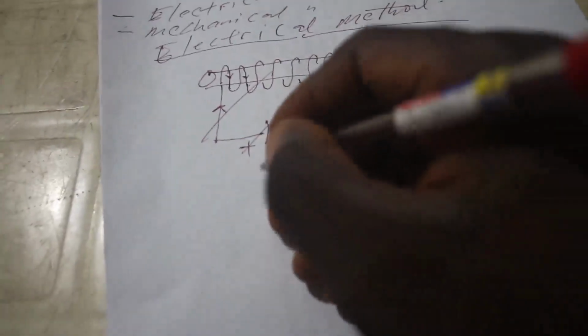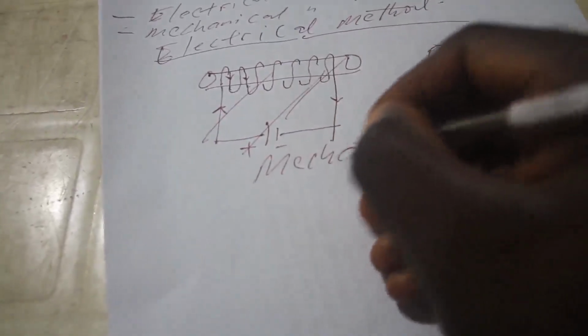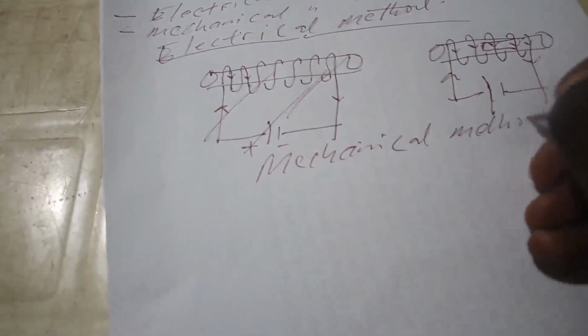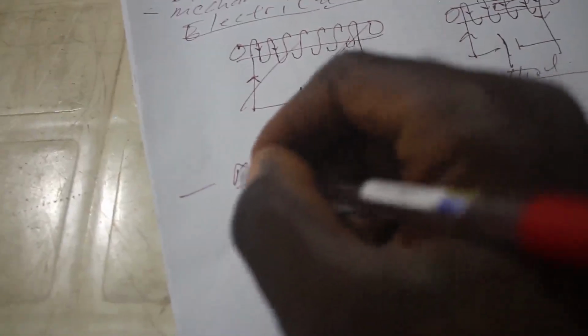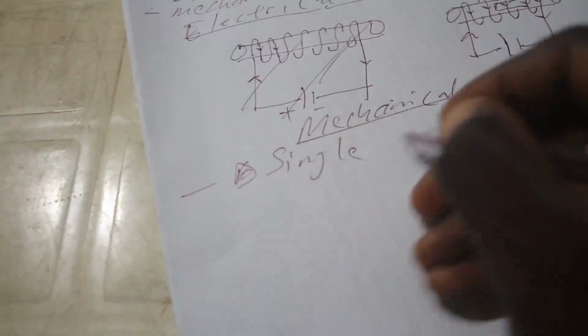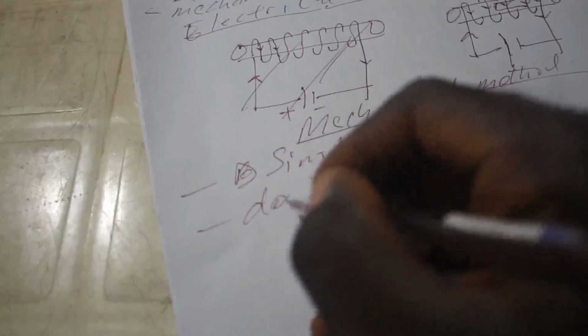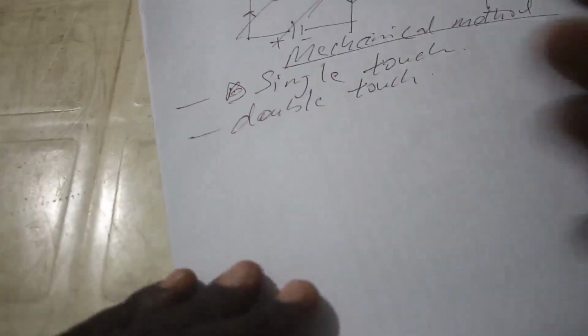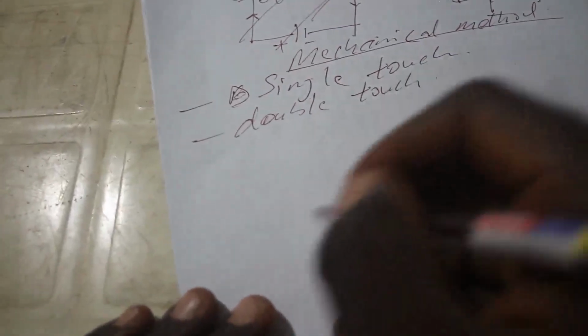Now the mechanical method is subdivided into two types, two techniques. Now, the first technique you use is what? The single touch, while the second technique is the double touch. So in a single touch, what does it entail?